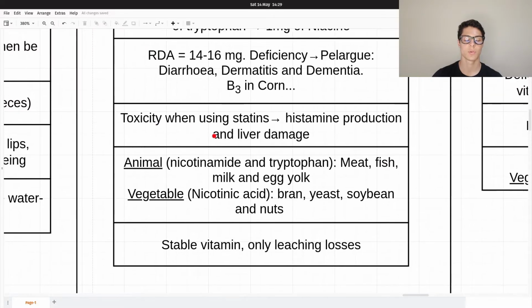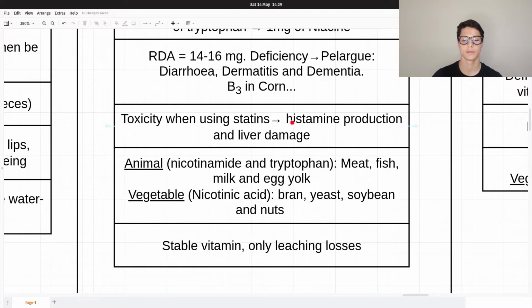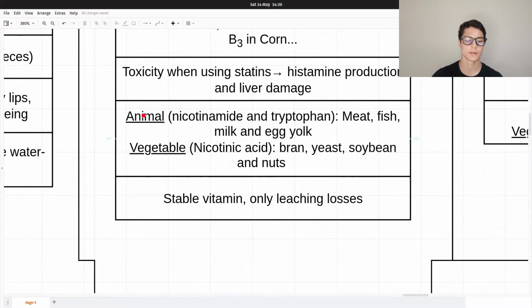Toxicity of this vitamin is when using statins, because they create an histamine production and liver damage. But if you are not using statins, you are fine. It's very difficult to get a toxicity since it is an hydrosoluble vitamin. We can find this vitamin in animal as a nicotinamide and tryptophan, in meat, fish, milk, and egg yolk, and in vegetables as nicotinic acid, in bran, yeast, soybean, and nuts. I have to mention this is a stable vitamin and only leaching losses we have here.